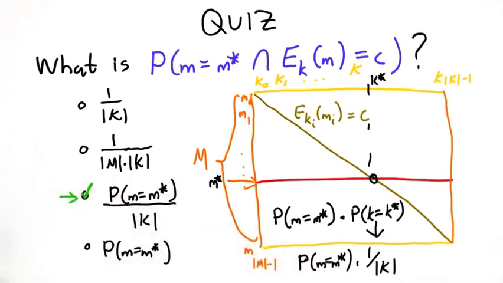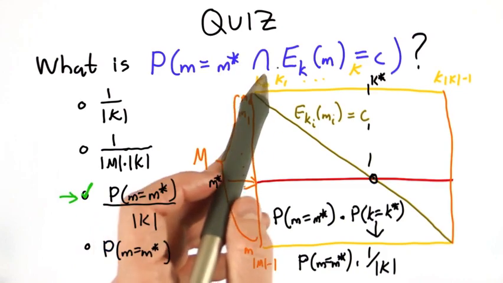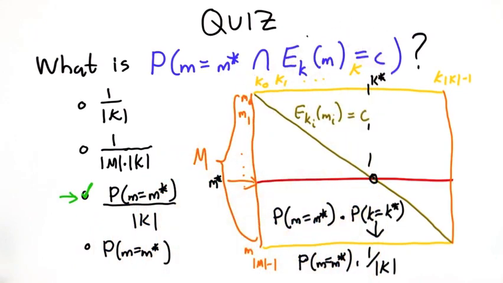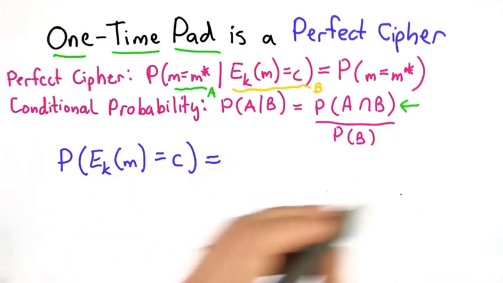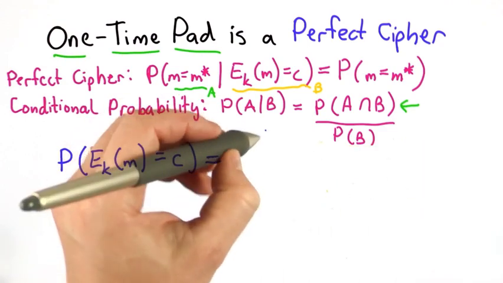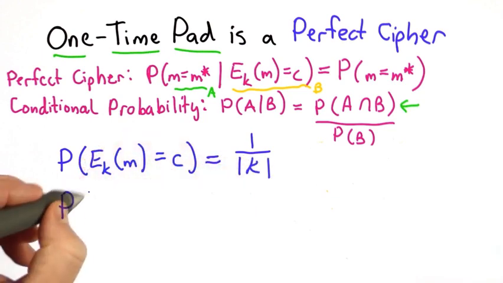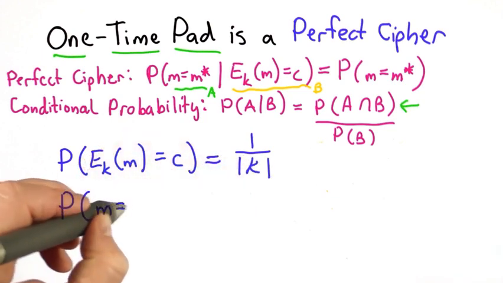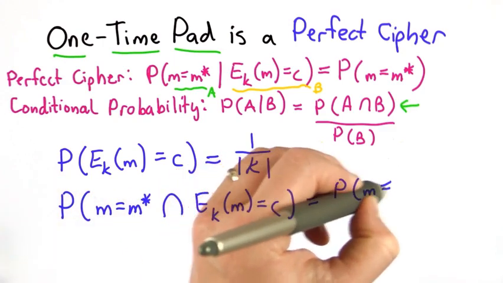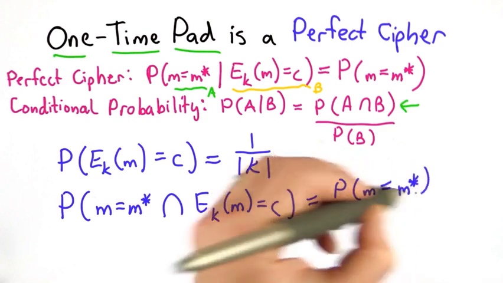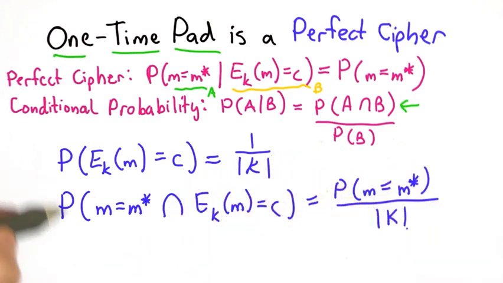So that's why this is the answer to the probability that the message at M star intersected with the encryption of the message is C. So now let's go back to our definition. So we showed earlier that this was 1 over K, 1 over the size of K. Now we've shown that the probability of M equals M star is equal to the probability the message is M star divided by K. So we've shown these two things.